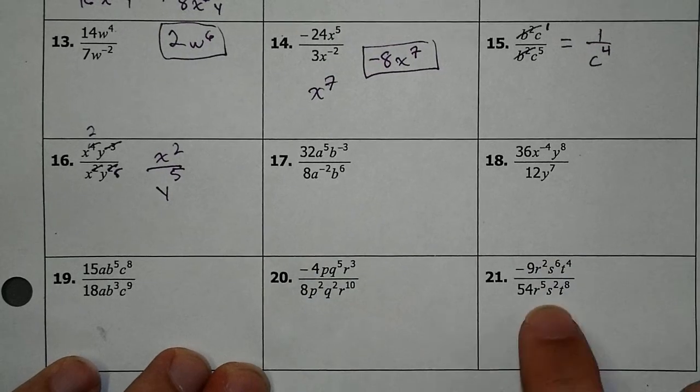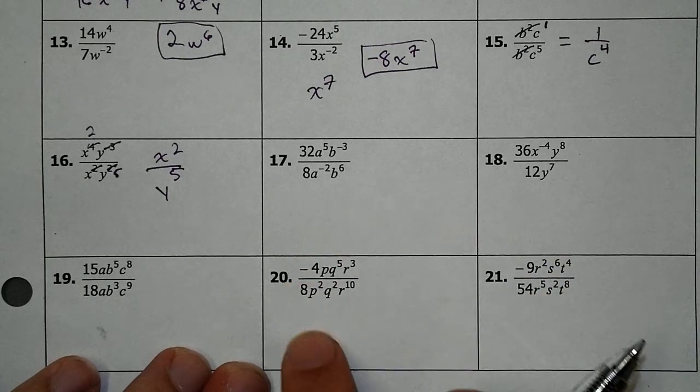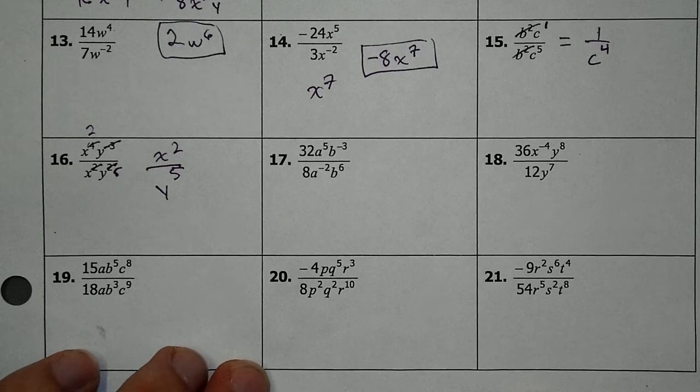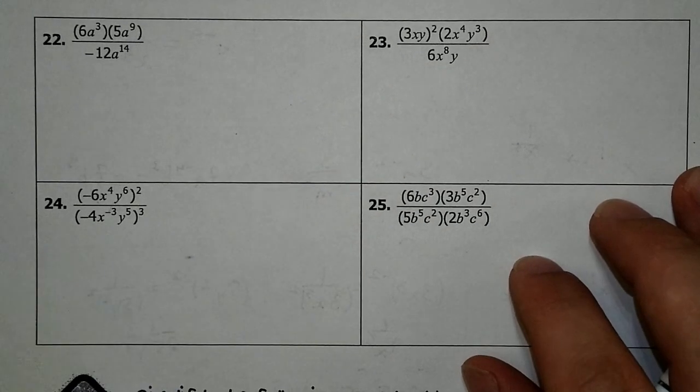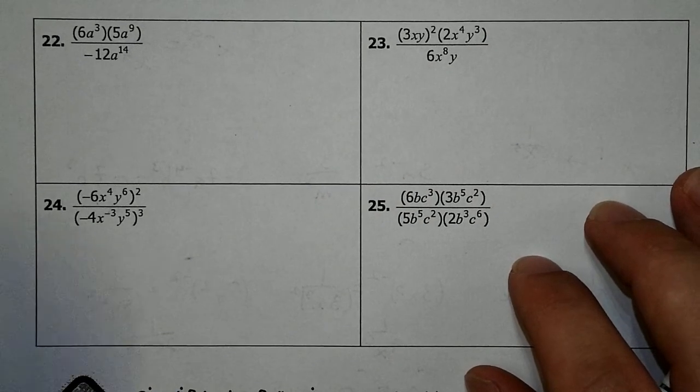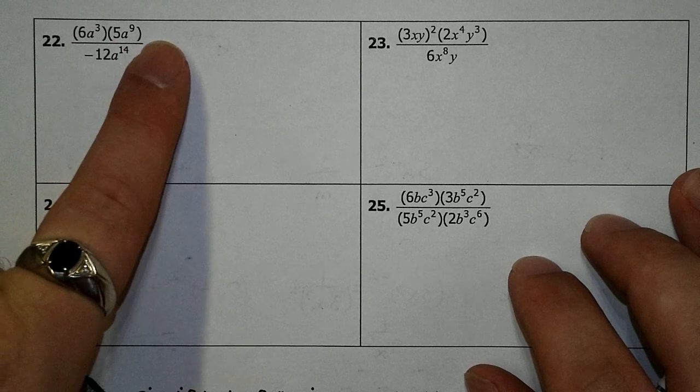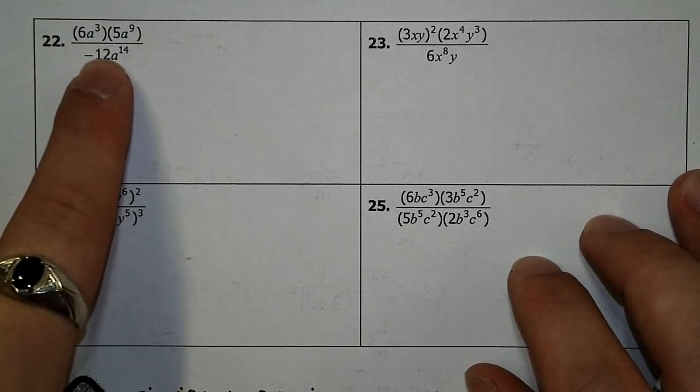The rest of these are going to come out relatively the same methods in the same ways. Let's flip over to the back so we can finish our notes. Now, on these ones, we have multiple things going on. So number 22, I've got to do the product rule, multiply that out, then the quotient rule.